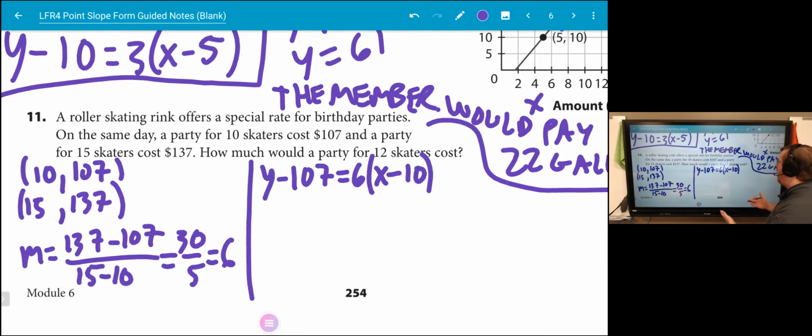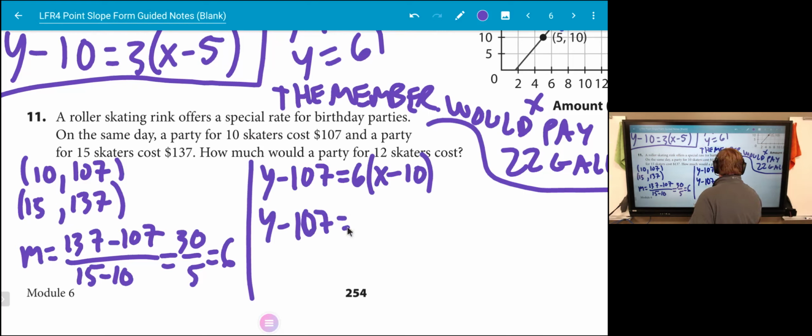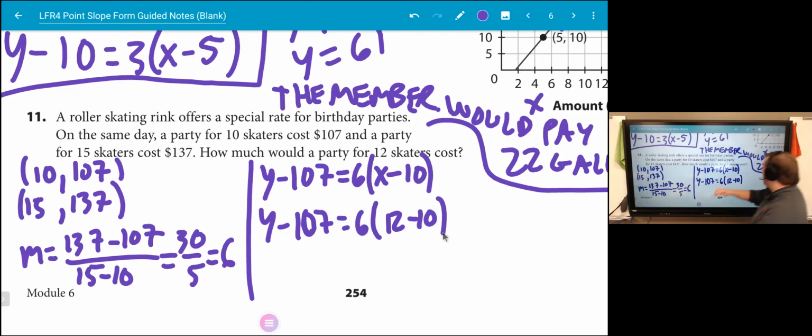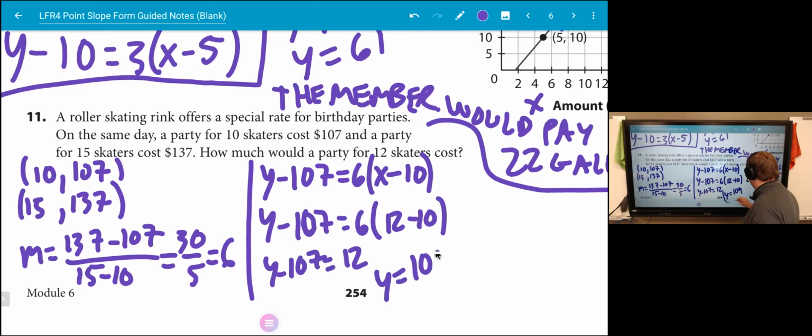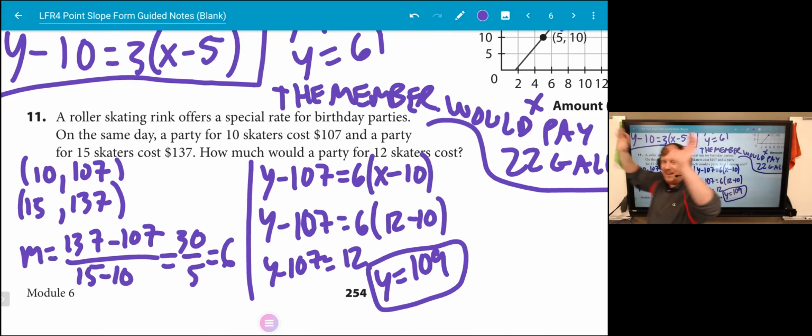Let's plug it in. How much would a party for 12 skaters cost? In other words, when x is 12, what is y? Y minus 107 equals 6 times 12 minus 10. If I simplify the right-hand side, 12 minus 10 is 2 times 6 is 12. Y minus 107 equals 12. Add 107 to both sides. Y equals 109. Great. 109. Yay, 109. 109 what? $109.